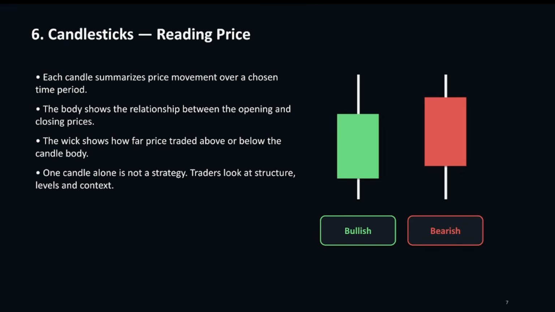Now we have something called a wick. Within a candlestick, you have a body and then you have a wick. The wick shows how far price has traded above and below the candlestick body. The candlestick body is essentially where the green color is, and for the bearish candlestick it's where the red body is. On the ends of the bodies, you have these little lines called wicks that show that price was up at one point, but it pulled back.